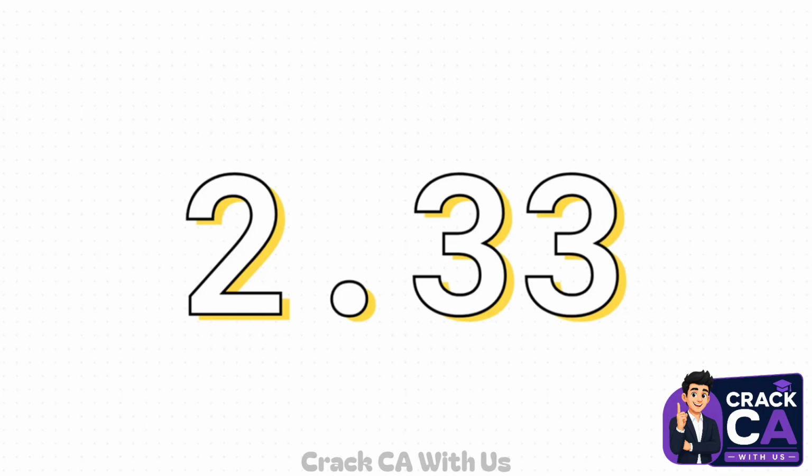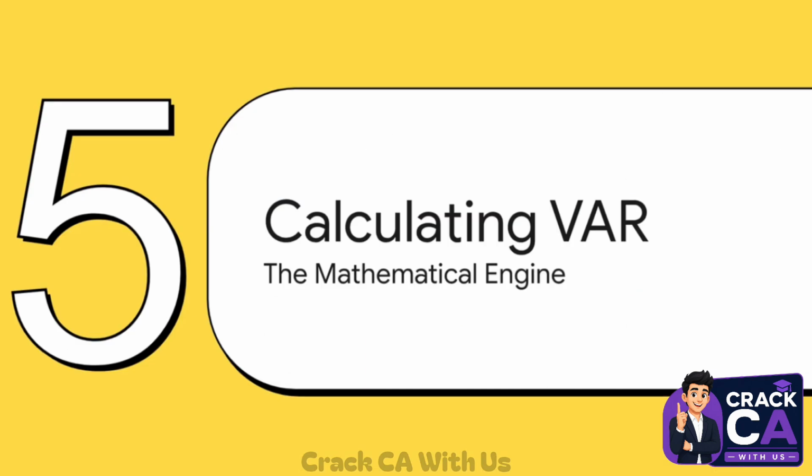Listen, if you're managing a portfolio, studying for an exam, or doing any of these calculations, I need you to memorize this specific number right now. 2.33. This is the Z-score for a 99% confidence level on a normal distribution table. Basically, it tells you exactly how many standard deviations a value lies from the mean, and it is the absolute key to calculating your VAR. Let's put it into practice. Section 5, Calculating Value at Risk.